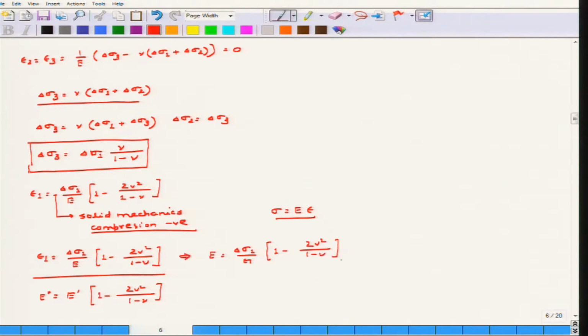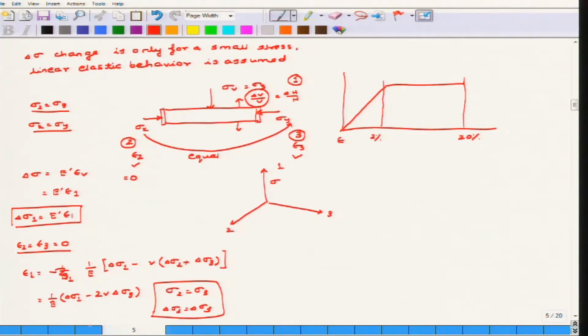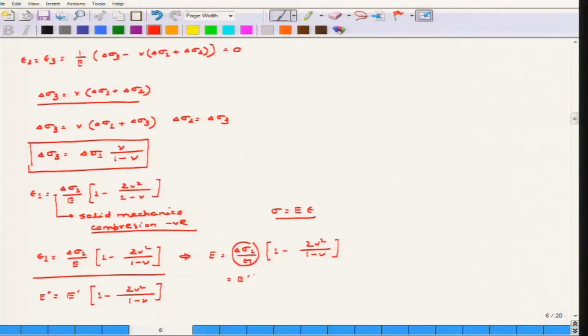From this it comes out, and delta sigma 1 by epsilon 1 you can easily see is the odometric modulus, because from the basic diagram of an odometer, or basically from the consolidometer, sigma 1 is the stress applied in the vertical direction, epsilon 1 is the volume change in that direction. So, obviously it is a one dimensional consolidation, and hence it is nothing but equivalent to the odometric modulus. So, that is why we can write this as E dash or M, whatever you want, and 1 minus 2 nu square by 1 minus nu.